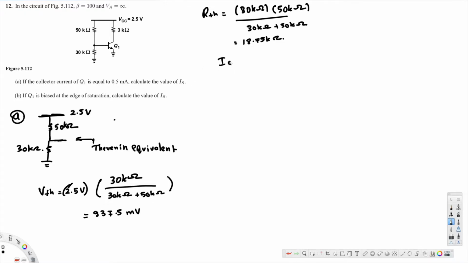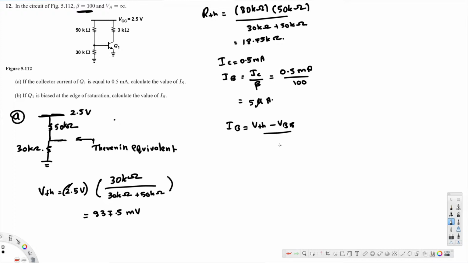Collector current is 0.5 milliampere, and if the collector current is this, then base current IB is equal to IC over beta. Here beta is equal to 100, so 0.5 milliampere divided by 100 is our base current, that is 5 microampere. And there's another equation for IB, that is Vthevenin minus VBE divided by R Thevenin. From this one we can solve for VBE because we know Vthevenin, we know R Thevenin, and IB is here, so we can find the VBE.